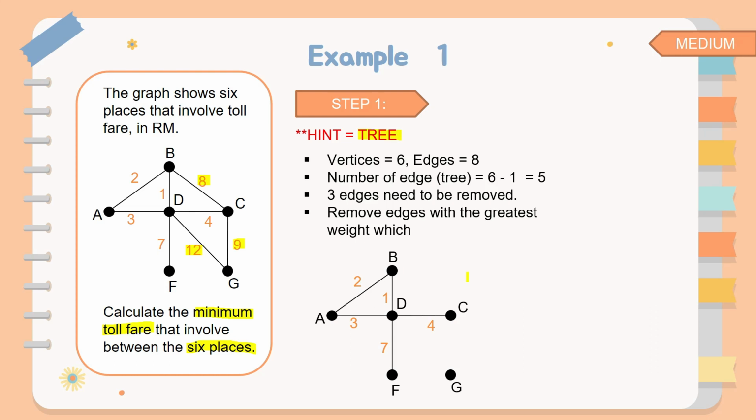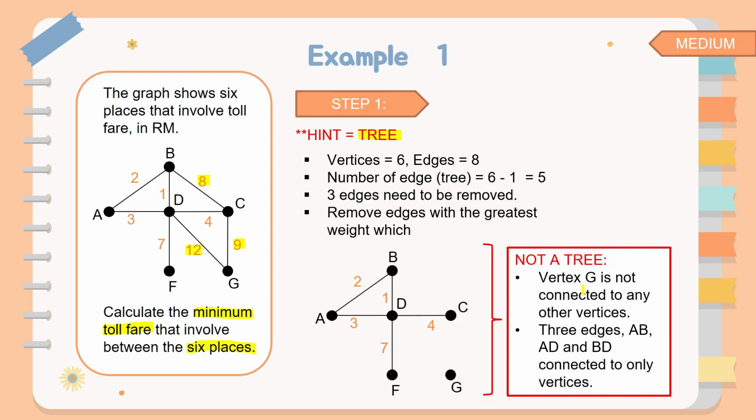Before this, you already learned what is meant by a tree, right? In a tree graph, all vertices must have an edge, all vertices must be connected, and each pair of vertices can only have one edge. If you see this new graph, G is not connected to any other vertex. From this we know that this is not a tree. Do you get it? That's why we can say that this is not a tree, because vertex G is not connected to any other vertices.